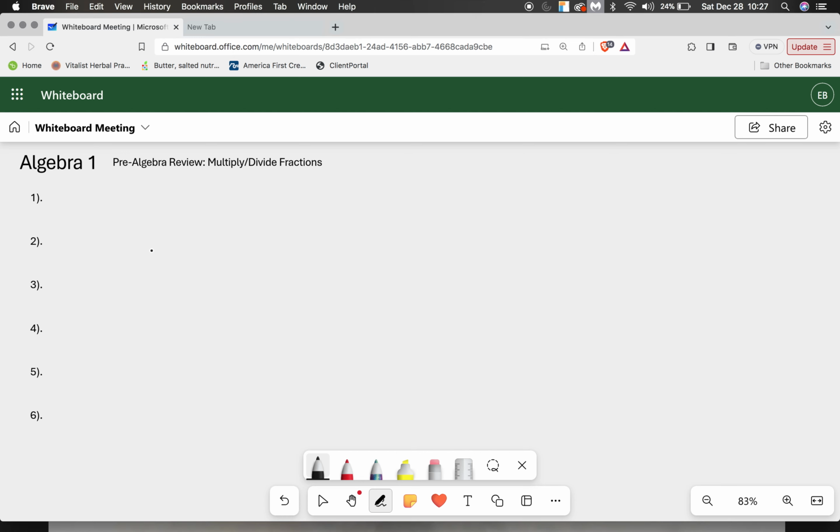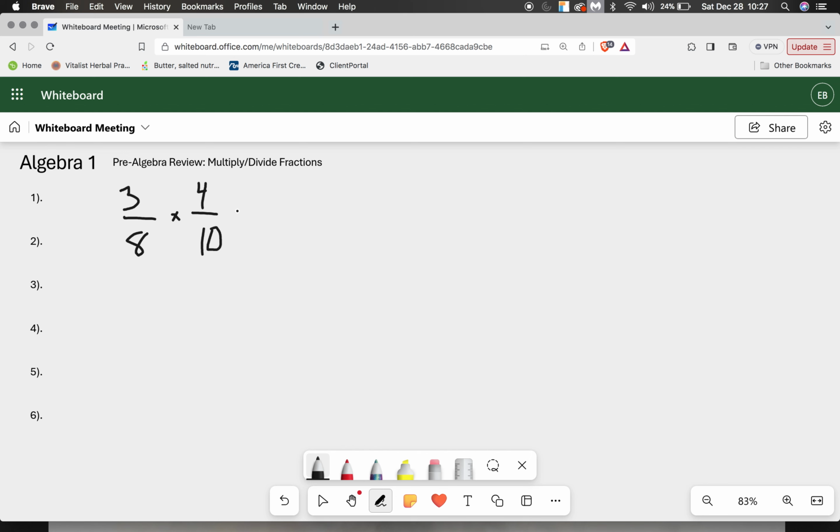Okay, let's do a quick review of multiplying and dividing fractions. It's pretty simple, so we don't need to take too long doing it. Let's start with this problem. Let's do 3/8 times 4/10.